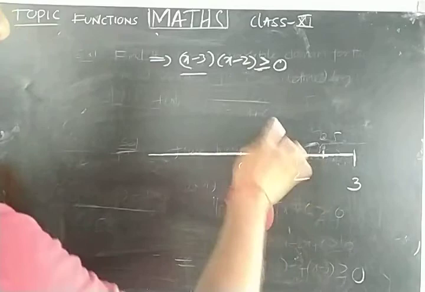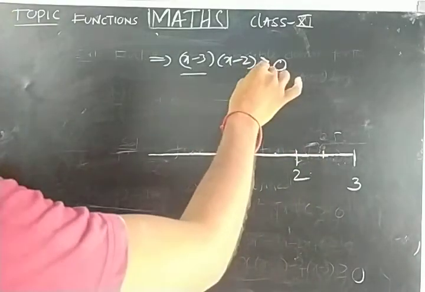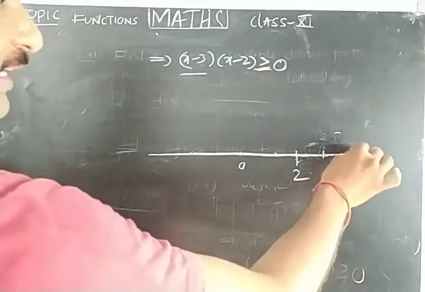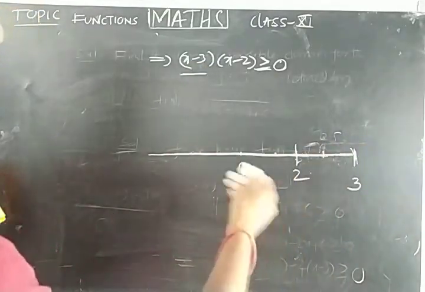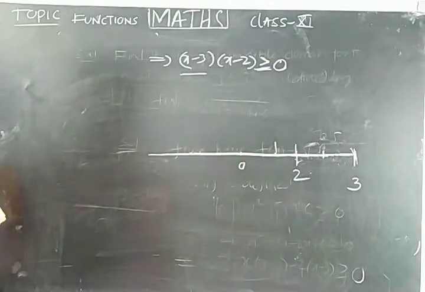Suppose I am taking 2. 2 minus 2, 0. Okay, it is satisfying. Why? Because equal to 0. Suppose I am taking 3. 3 minus 3, 0. Okay, you can take 2 and 3. Suppose I am taking a value on the left hand side of 2. I am taking 1, left hand side.